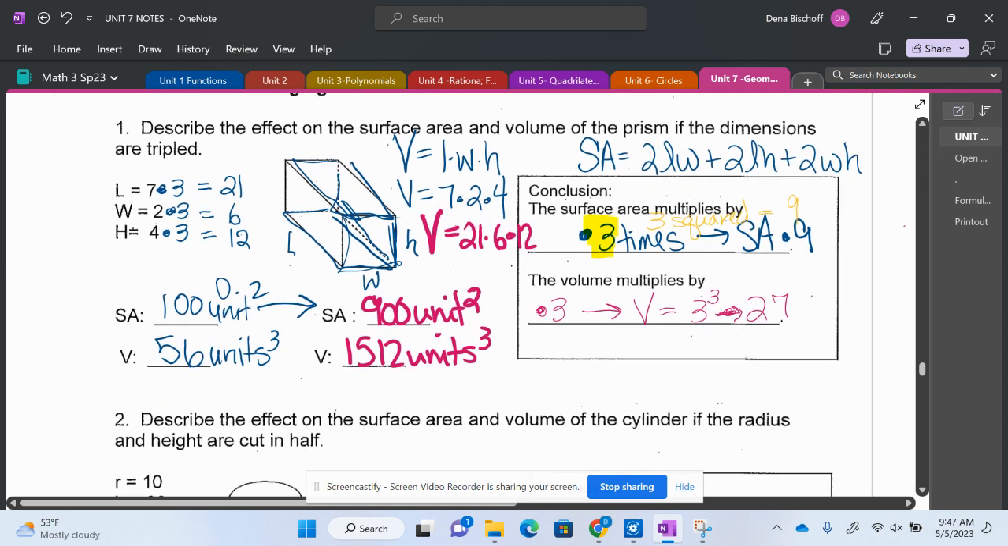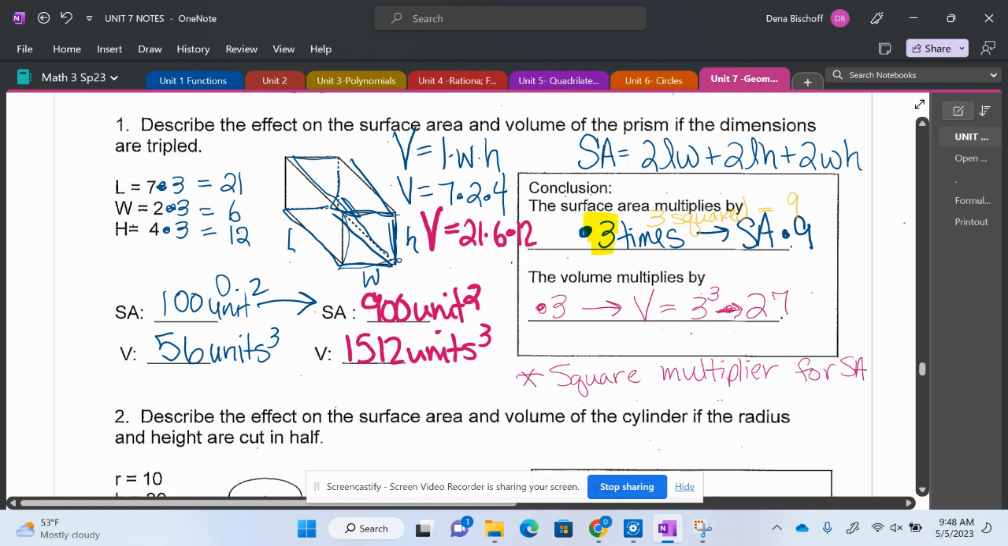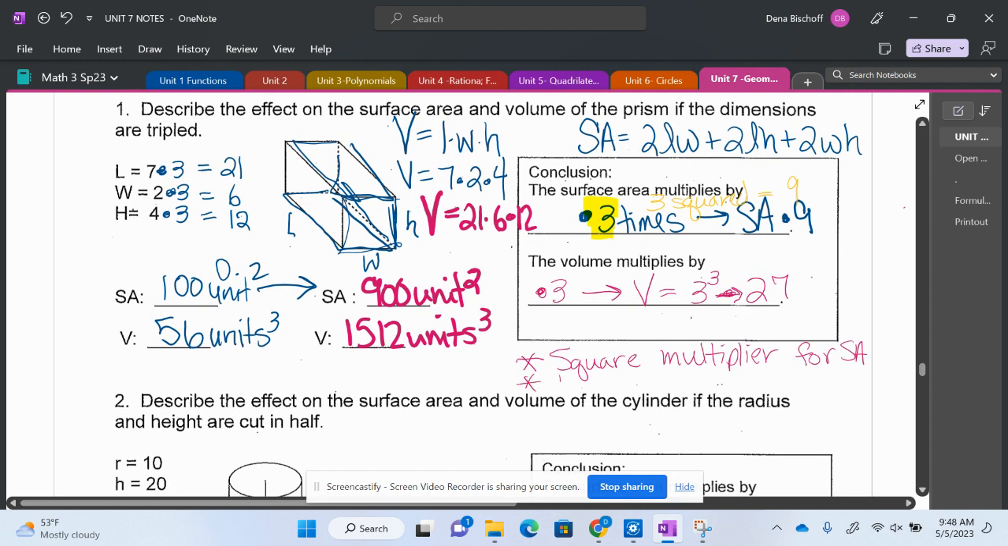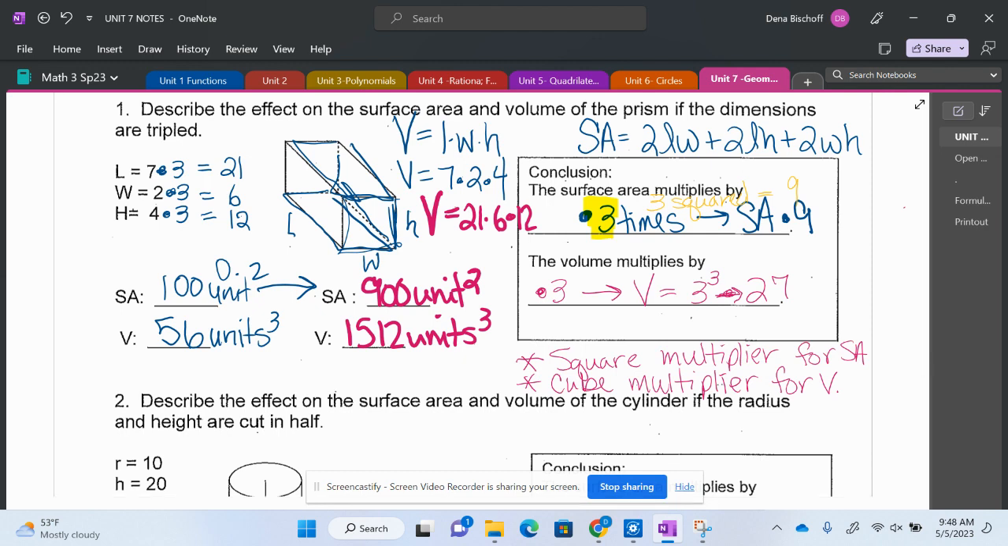So let's just write a little note. You square the multiplier. Does that make sense when I use the word multiplier? For surface area, if you're increasing your surface area, you square the multiplier. And if you're increasing the volume, you cube the multiplier. That should make sense because volume is cubic and area is square area. That's how I remember that from some crazy old math teacher who I love.